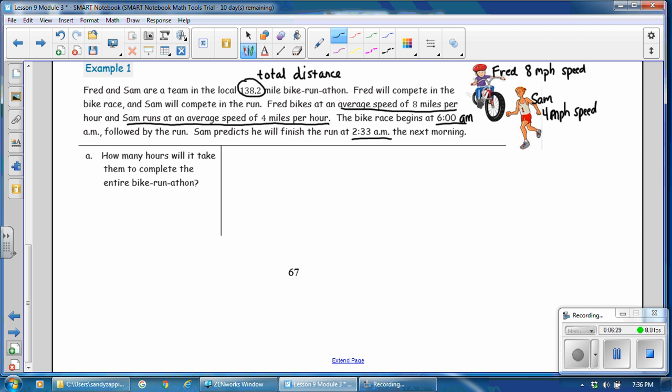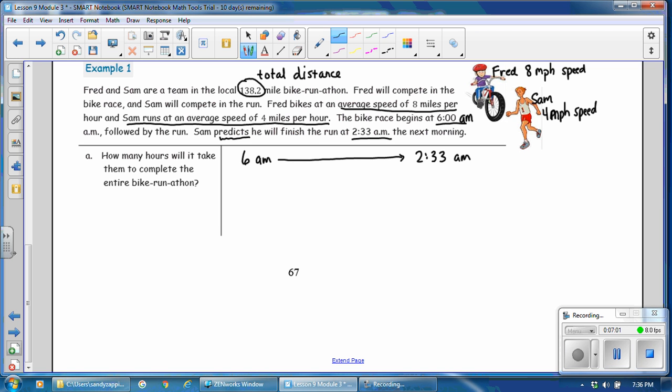So we know the total distance that both of them will go, but we don't know how far Fred is biking or how far Sam is running. We also don't know how long each one of them is going to take. How many hours will it take them to complete the entire bike run-a-thon? Well, if we go along with Sam's prediction, we can figure out about how long. So we know that they're starting at 6 a.m., and we need to figure out how much time passes before 2:33 a.m.